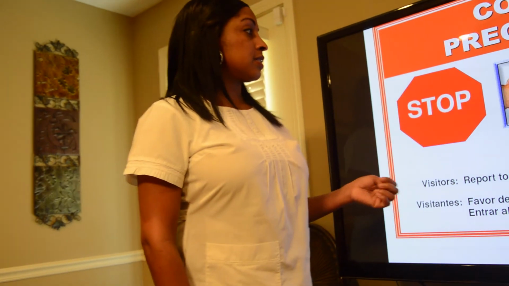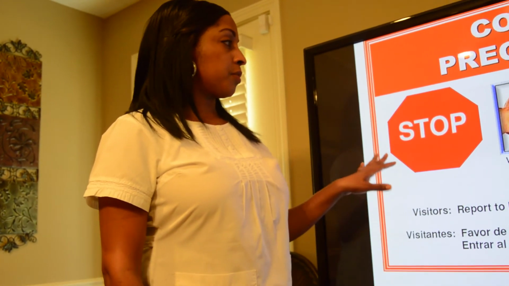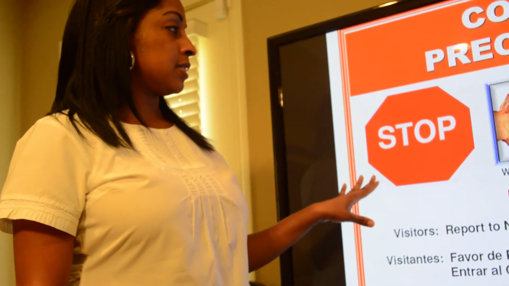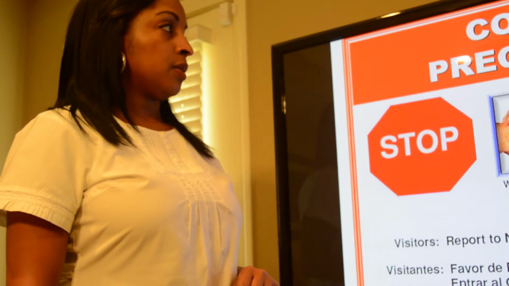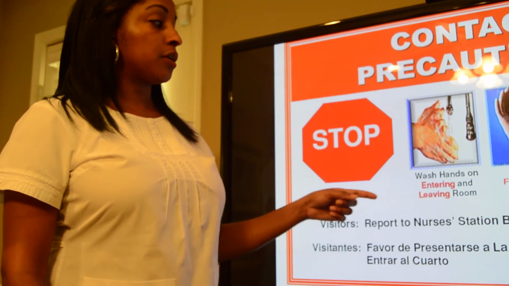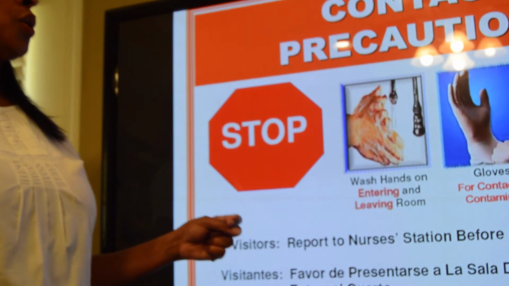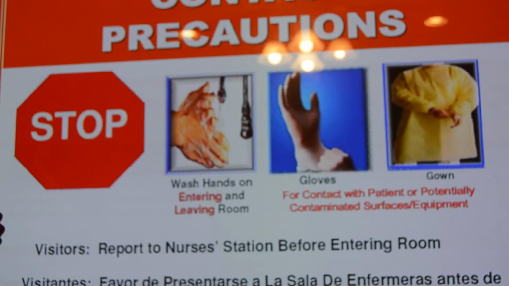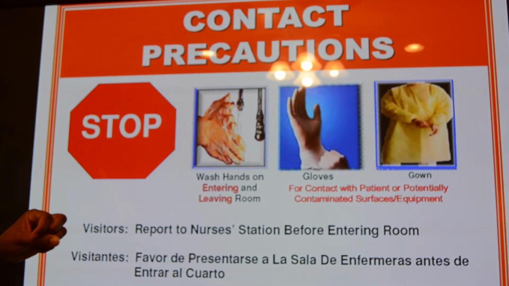In this instance, this is someone that's on contact precautions. We have a red stop sign to alert all visitors and staff that they need to report to the nursing station before entering. Another thing that you want to do when you have someone in contact precautions, you want to wash your hands when you enter and leave the room. You want to put on gloves and a gown if you're going to potentially be in contact with the patient or contaminated surfaces or equipment.